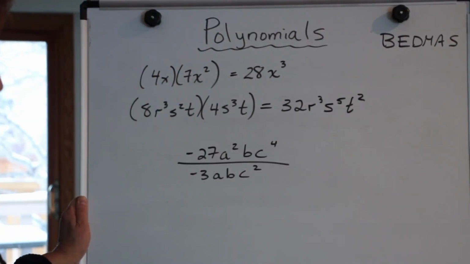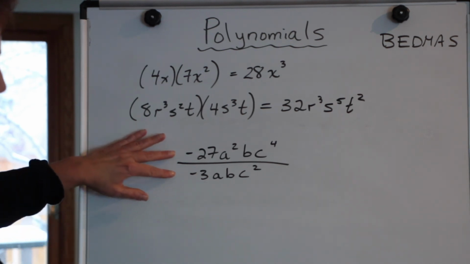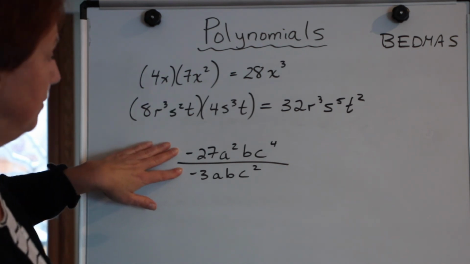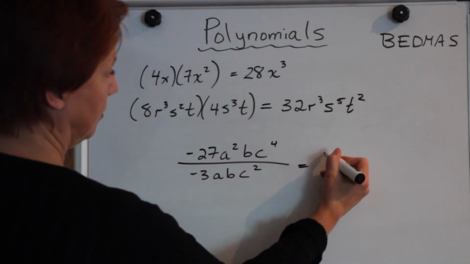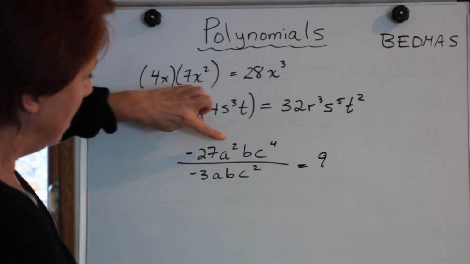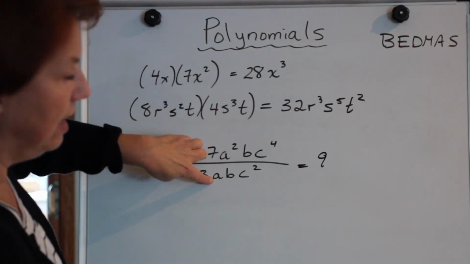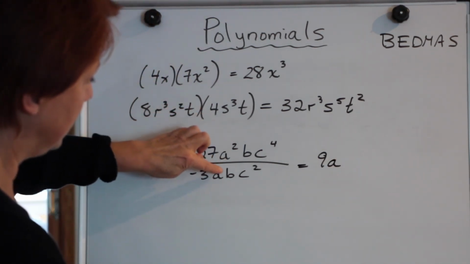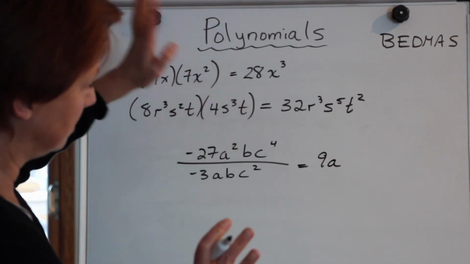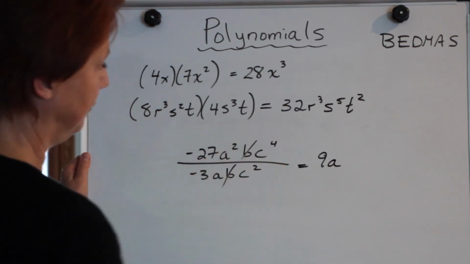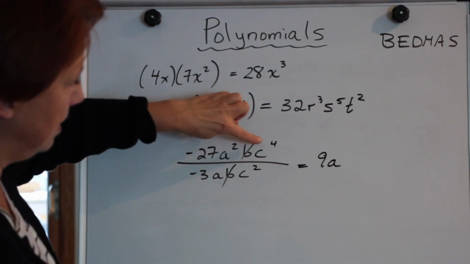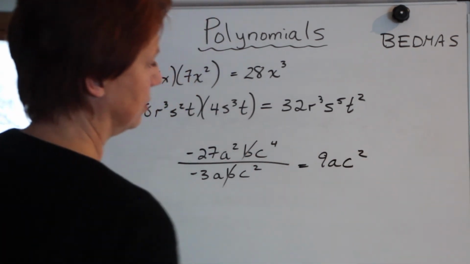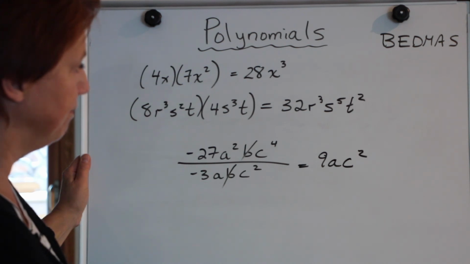Okay, so for this one, again, we look at common elements. Now our answer is going to be positive because a negative divided by a negative is positive. So 27 divided by 3 is 9. A squared divided by a is just a, right? Because you've got 2 minus 1. The b's just cancel out entirely. There's not going to be any b's left in our final answer. And then the c is 4 minus 2. And so we have c squared. And that's our final answer there.